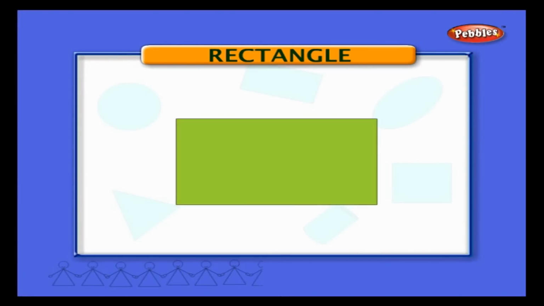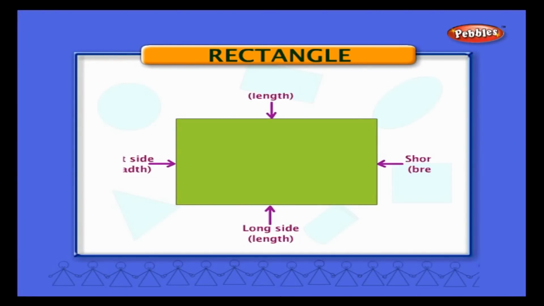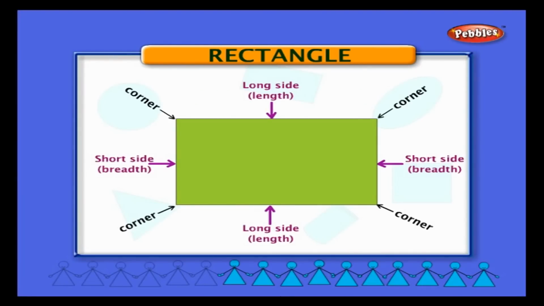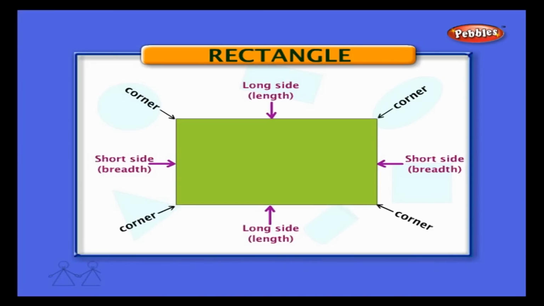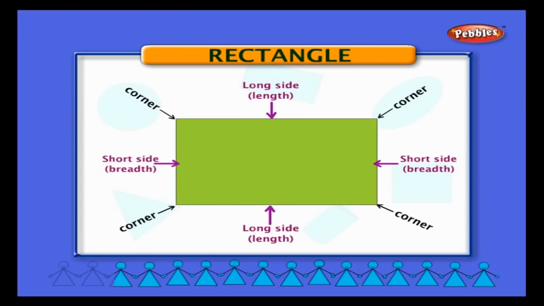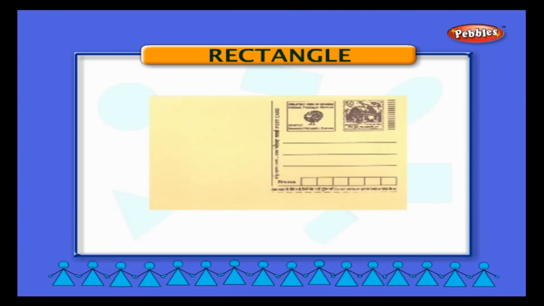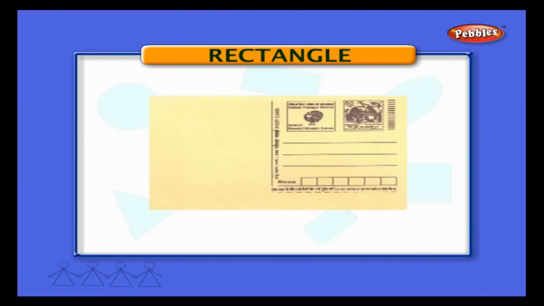Rectangle. This is a rectangle. It has 4 sides and 4 corners as a square does, but only the sides in the opposite directions are equal. It has 2 longer sides called the length and 2 shorter sides called the breadth. Example of this shape is a postcard.